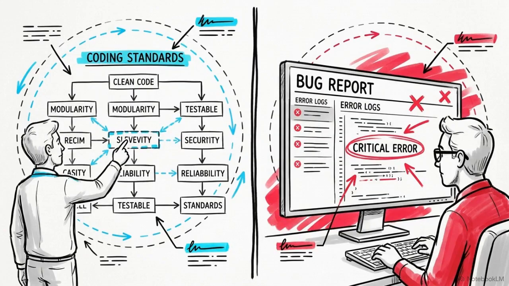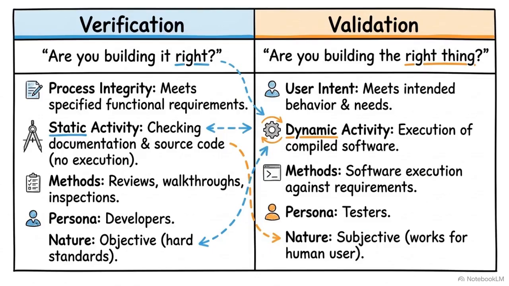By explicitly separating overarching preventative process management from product-oriented corrective defect identification, engineering teams can build robust quality systems without redundant efforts. This brings us to the second major conflation, the divide between verification and validation. Verification asks, are you building it right? To answer this, developers perform static, objective checks, like code reviews and inspections, before the software is executed.